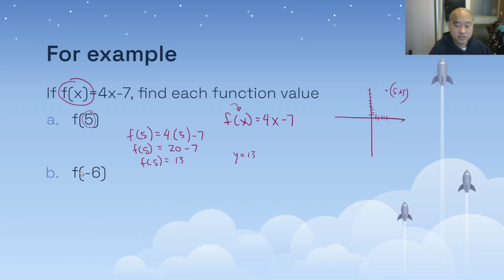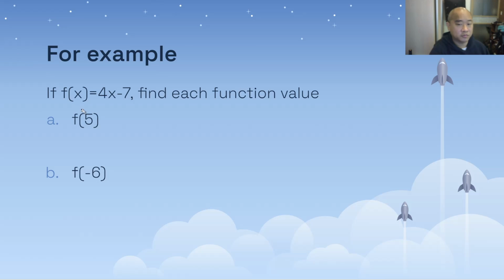Okay? So let's look at f of negative 6 for this function. F of negative 6 equals 4 times negative 6 minus 7. So this is negative 24 minus 7, and that is negative 31. So for f of negative 6, the value of that function is negative 31. The range is negative 31, where the domain is negative 6. So you're basically just putting this number into the x value and solving.